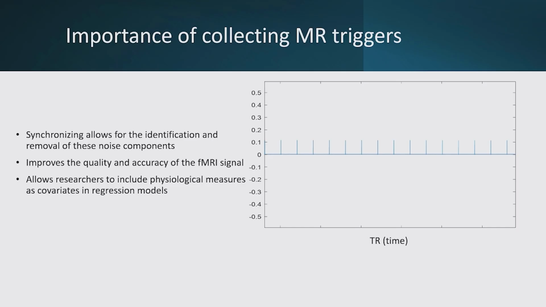The importance of collecting MR triggers, many of you probably know this, is that it allows you to synchronize your physiological data with the MR for identifying noise, removal of the noise, and anything that might be influencing the actual neural components that we're trying to capture. It also helps us improve the quality and accuracy of our fMRI data. And if you're interested in using the physiological measures as covariates, like many of us are, it's a really good way to make sure that everything is continuous and synchronized across the entire scan. They usually appear like this: every time the MR TR occurs, there's going to be a little pulse.